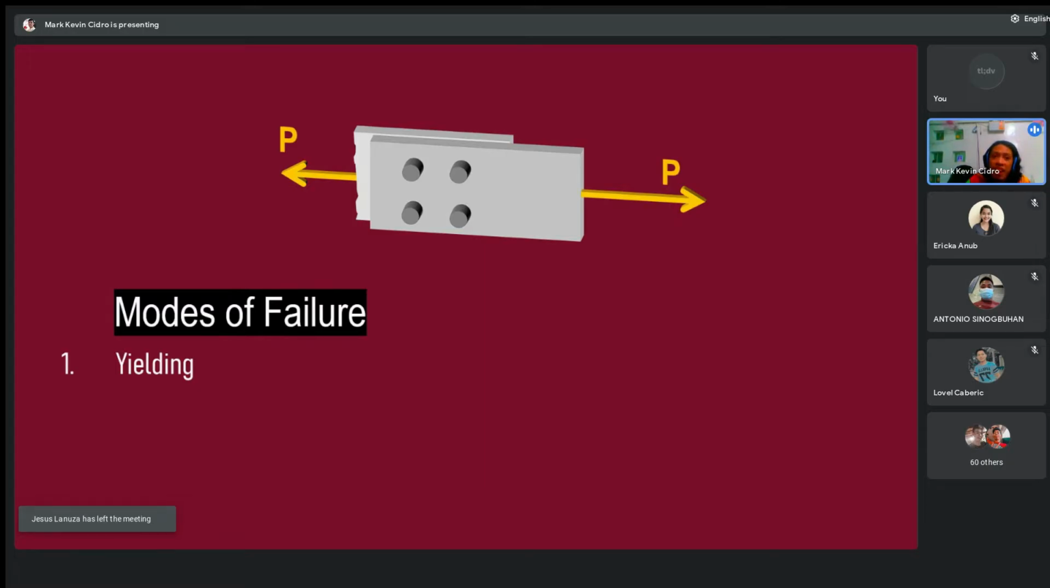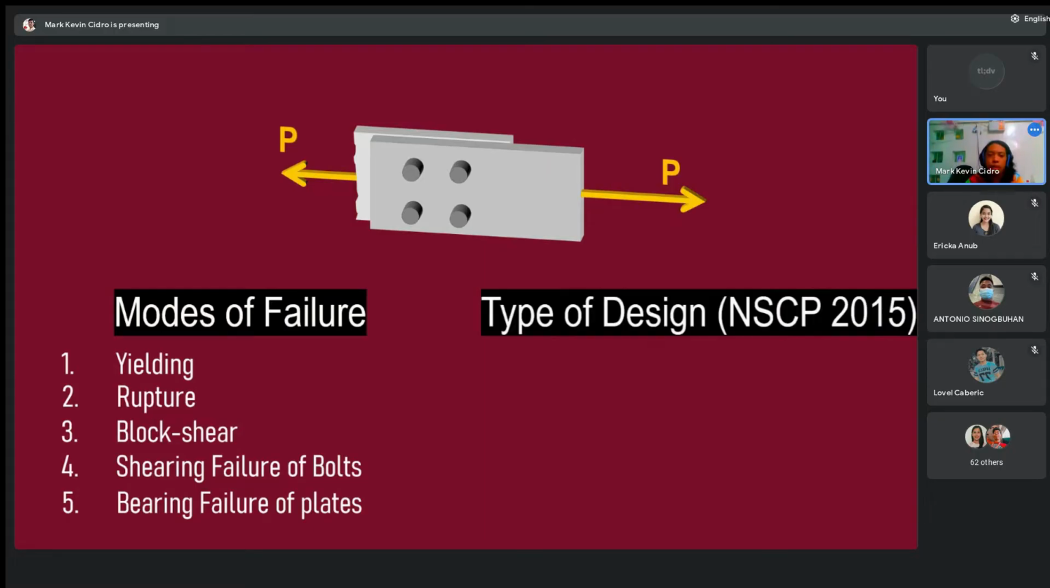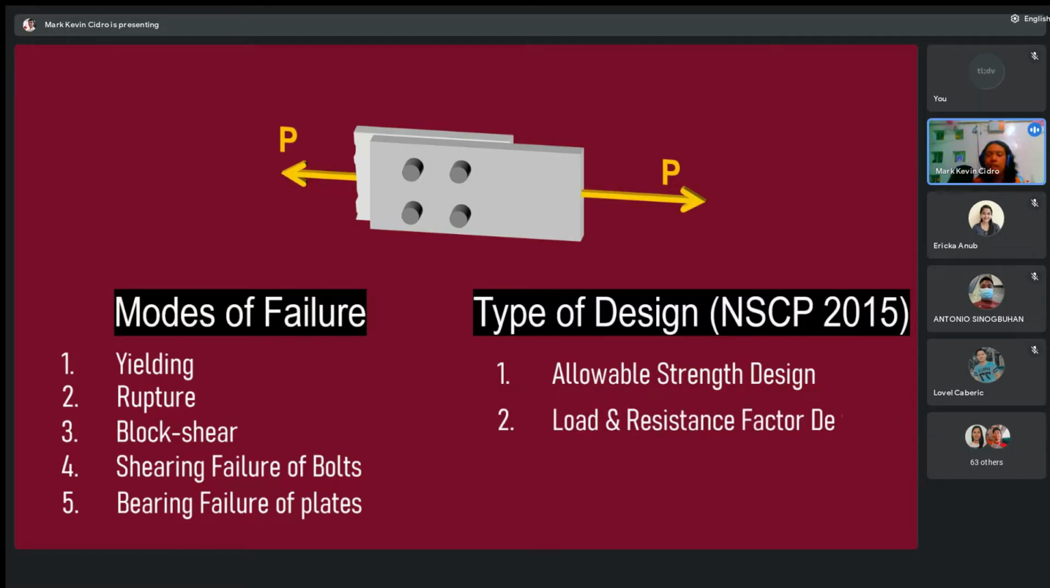The yield strength of the material. And number 2, the rupture. Then we have block shear, and shearing failure of bolts. And of course, number 5 is the bearing failure of plates. So there are 5 modes of failure. And there are also types of design philosophy: number 1, the allowable strength design, and the load and resistance factor design.